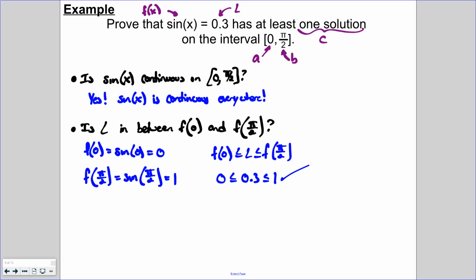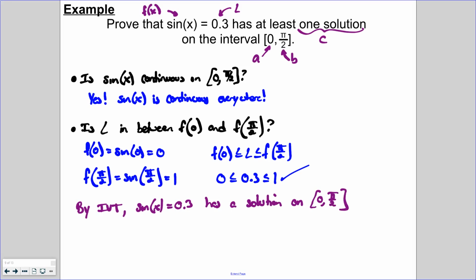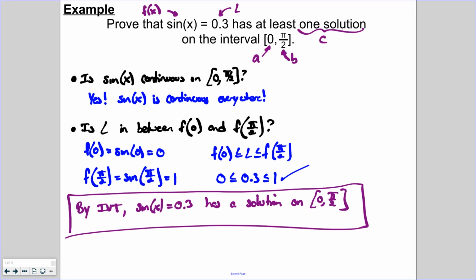And yes, I do need to see all the work that's on here, and I will need to see the conclusion I'm about to write. So since these two conditions are true, that means the intermediate value theorem is applicable here. So by the intermediate value theorem, sine of x equals 0.3 has a solution on the interval 0 to pi over 2. Because again, we're not trying to find that C value, we're just trying to prove it exists. And it does because our function's continuous on the closed interval, and L is between f of 0 and f of pi over 2.